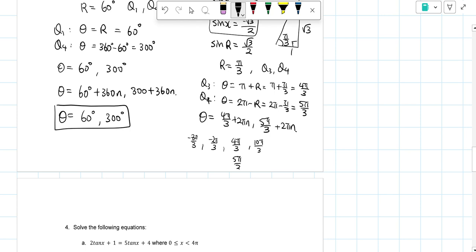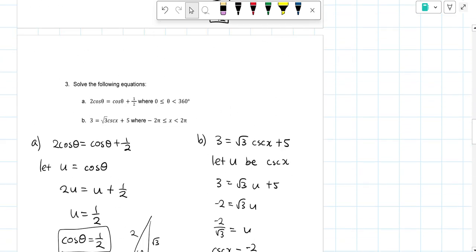For 5 pi over 3, there's something similar, adding 6 pi over 3, so 11 pi over 3 on the positive side. If I subtract 6 pi over 3, it's going to be negative pi over 3. If I subtract one more time, it's going to be negative 7 pi over 3. Once again, all these numbers do work. However, we just need to select the ones that do fit in the domain.